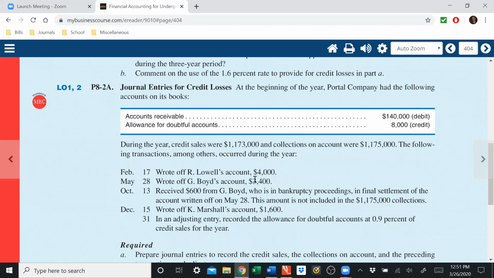Next journal entry, October 13th, received 600 from G. Boyd, who was in bankruptcy proceedings. So G. Boyd filed for bankruptcy. The bankruptcy court, the judge made G. Boyd pay 600 of the 3,400 that they owe to Portal Company. So Portal just got 600 on this account that they previously wrote off. This amount is not included in the 1.175 million of collections.